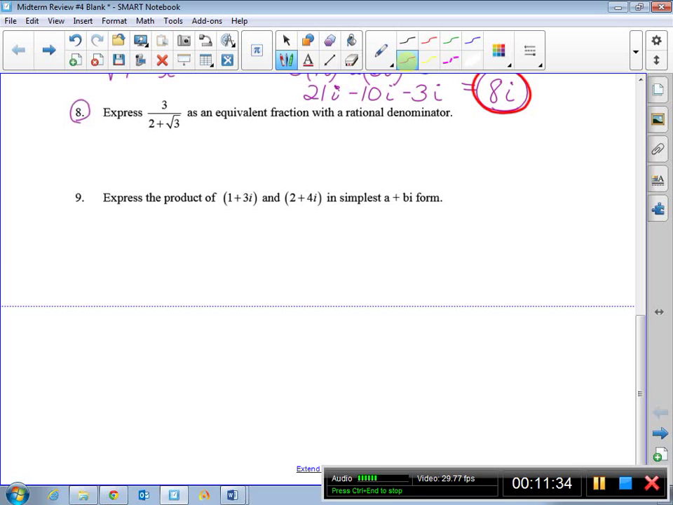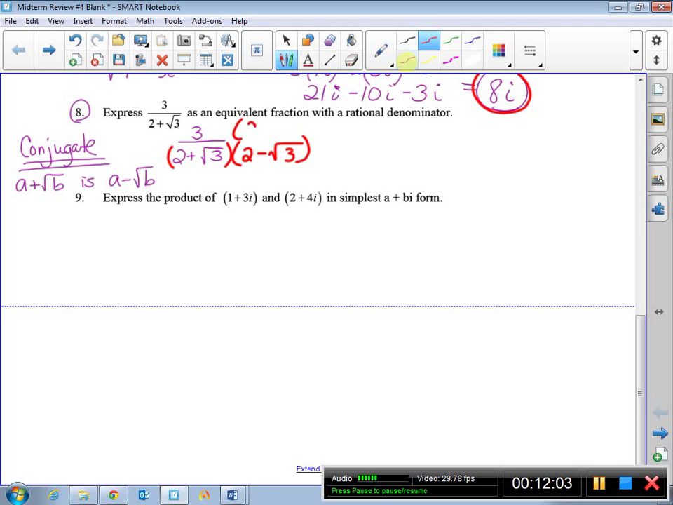Number 8, express 3 over 2 plus radical 3 as an equivalent fraction with a rational denominator. So here we need to deal with the conjugate. The conjugate of A plus radical B is A minus radical B. Sometimes we're dealing with I as well. So I see my denominator is 2 plus the square root of 3. I need 2 minus the square root of 3, multiplying top and bottom.